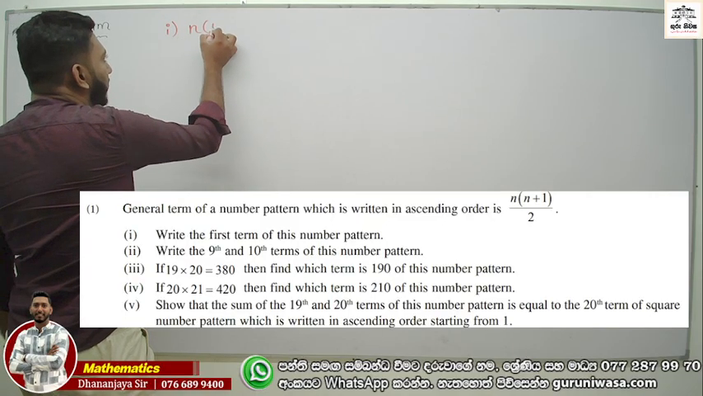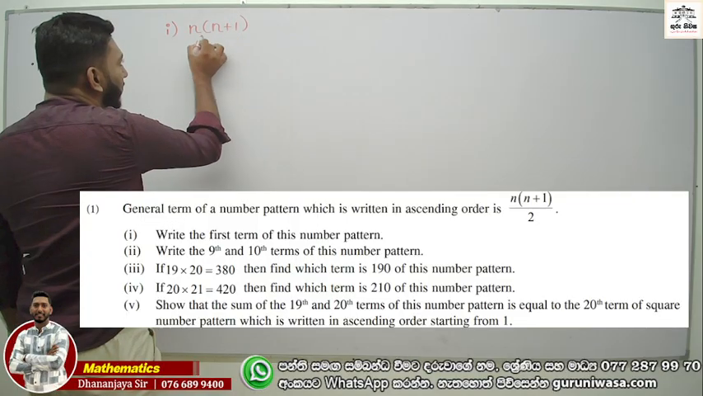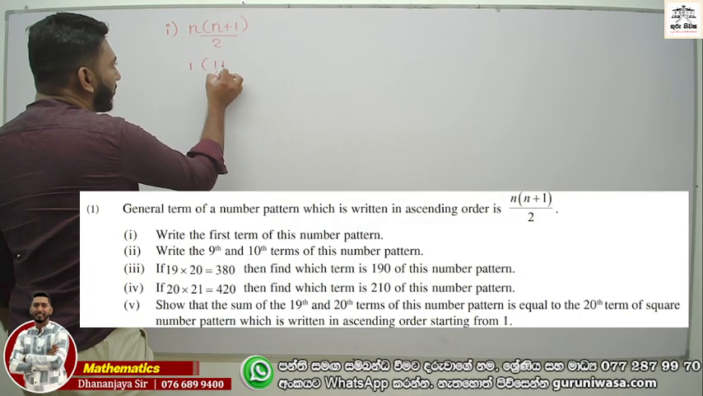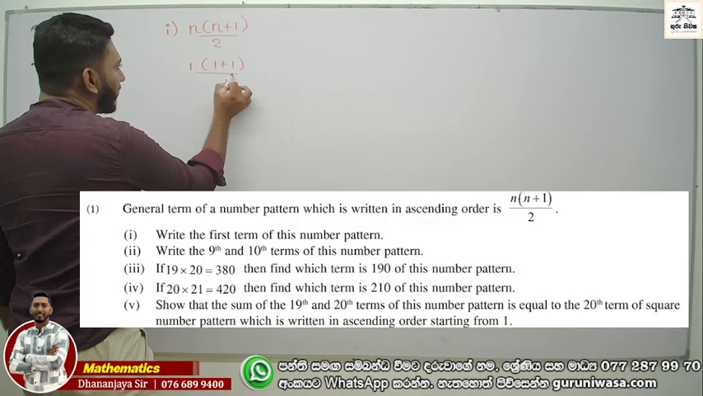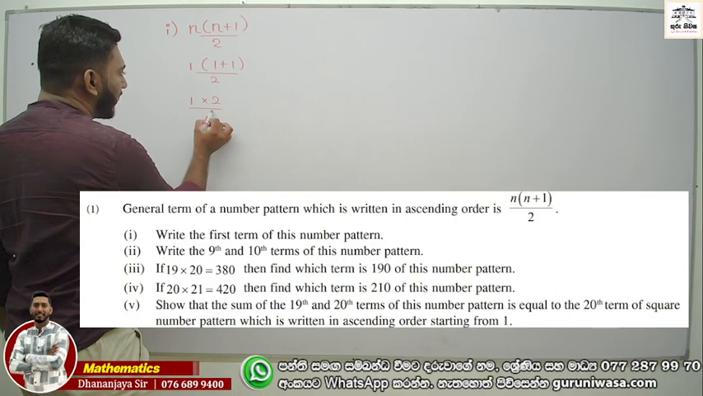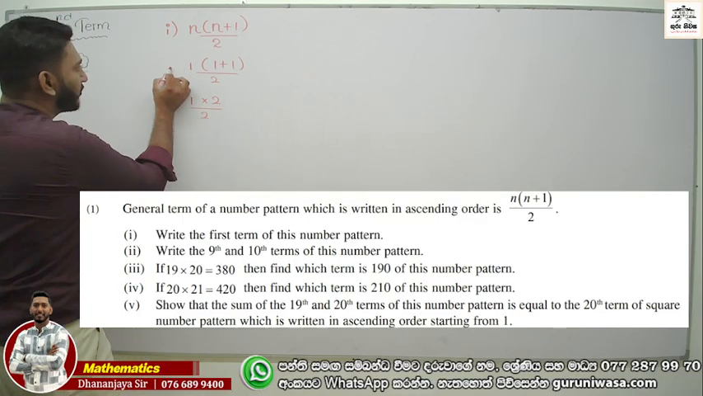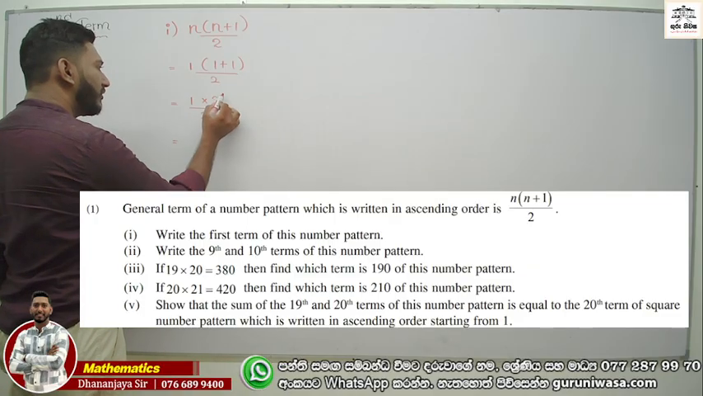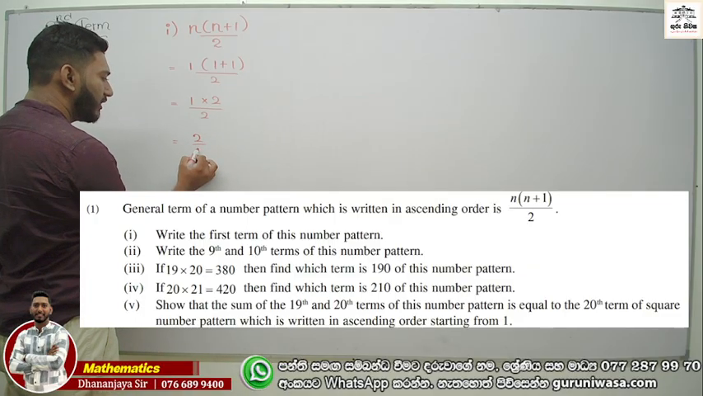N times n plus 1 divide by 2. Therefore, 1 times 1 plus 1 divide by 2, 1 multiply by 2 divide by 2. Then the answer becomes 2 divided by 2. It should be a 1.